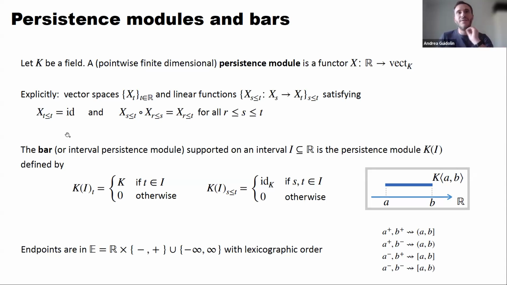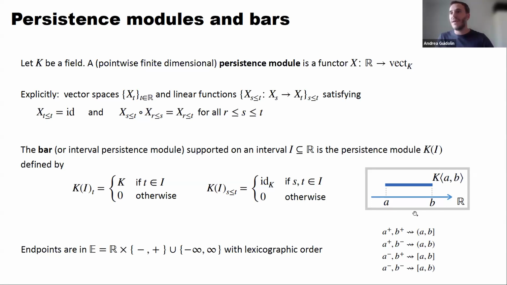Then I define a bar, also called an interval persistence module in the literature, as a persistence module supported on an interval, which means that the vector spaces are as follows. At T, we have a copy of the field K if T belongs to the interval and 0 otherwise. And the transition maps of these persistence modules are just the identity on K if both S and T belong to the interval and 0 otherwise.